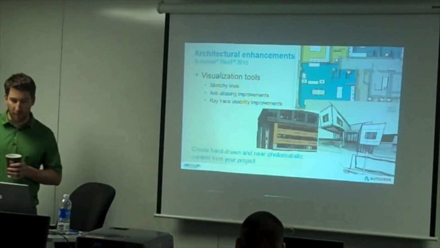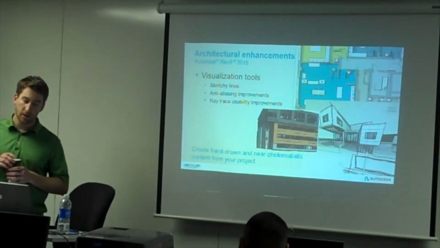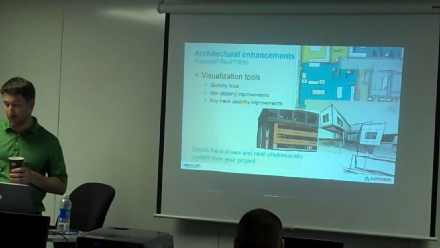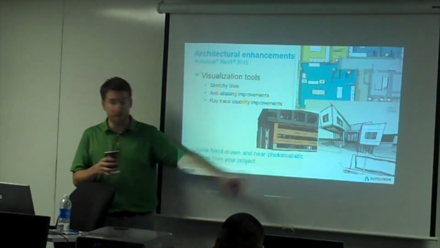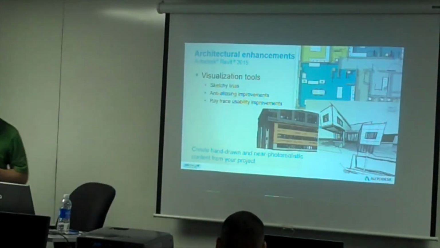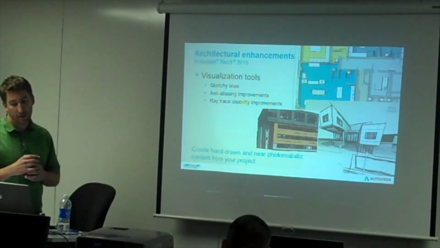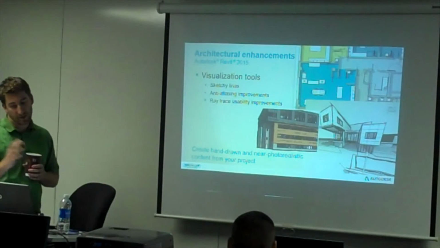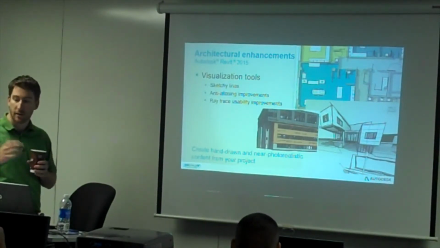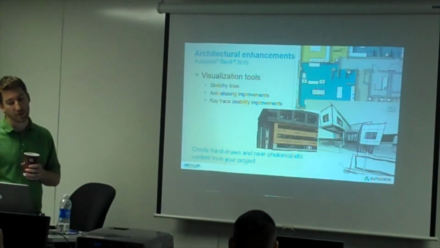So they start off with what they call platform changes, things that are more architecturally oriented. One of the things architects like to do, if you haven't noticed, is this whole sketchy line concept. So you've got some controls inside of Revit to do this with your views now, to give you that sort of hand-drawn effect. You can see some other ways that you can color floor plans and set up that artistry rendering through what they call visualization tools.